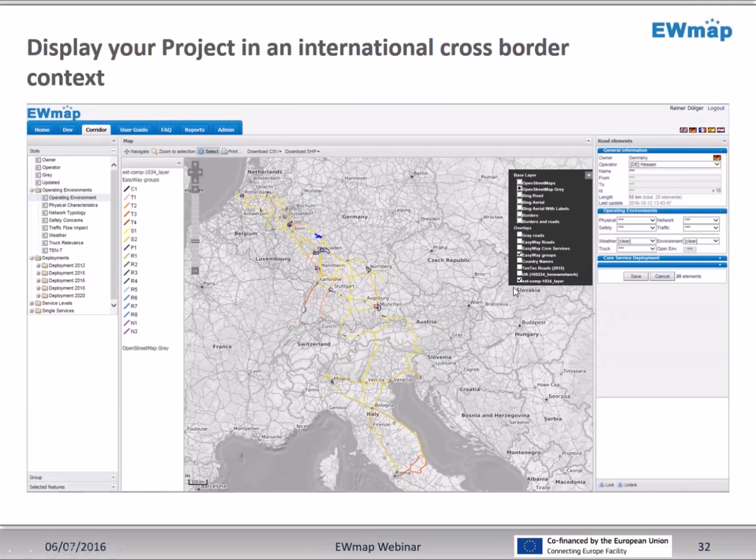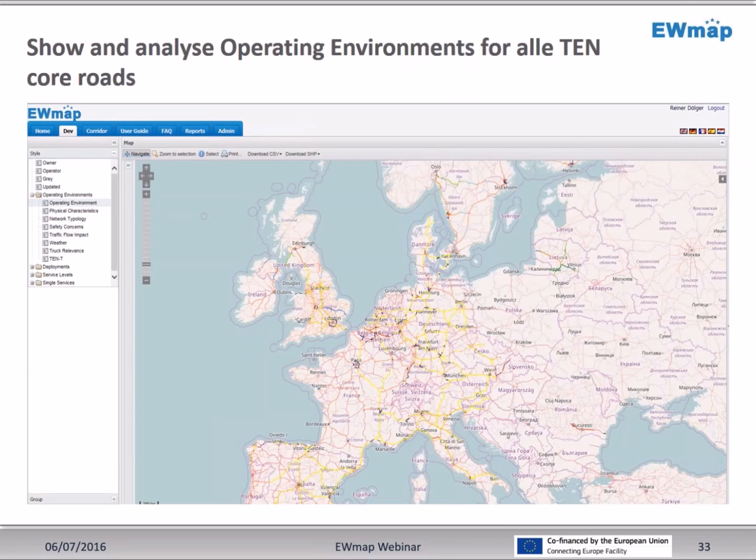I think this is displaying, of course, your project in an international cross-border context. I think this is evident here for Ursa Major and for the different EasyWay operating environments. That's what the Ursa Major corridor is about, and you can imagine that you can easily make a breakdown of sections according to certain properties. Next slide, please. Just a brief number of ideas. You can do that for all 10T core roads, for instance. Next slide, please.